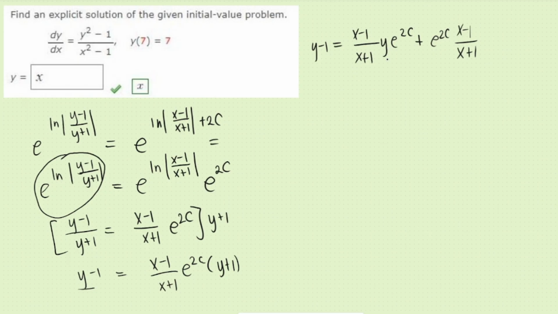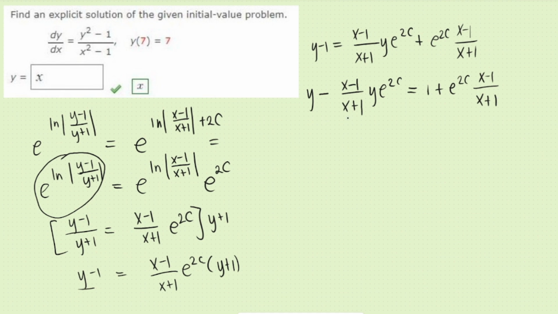So we can move this to the left-hand side of the equation. It's just the same as subtracting, or adding the additive inverse. So we now have 1 y minus x minus 1 all over x plus 1 y e to the 2c is equal to this one here moved to the right-hand side of the equation. That's 1 plus e to the 2c x minus 1 all over x plus 1.